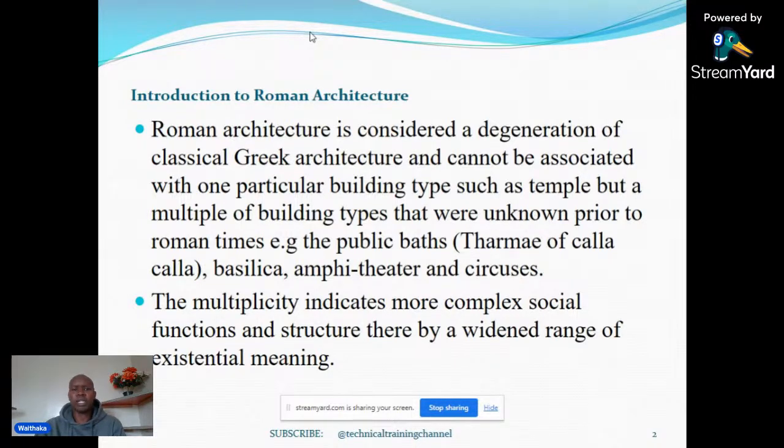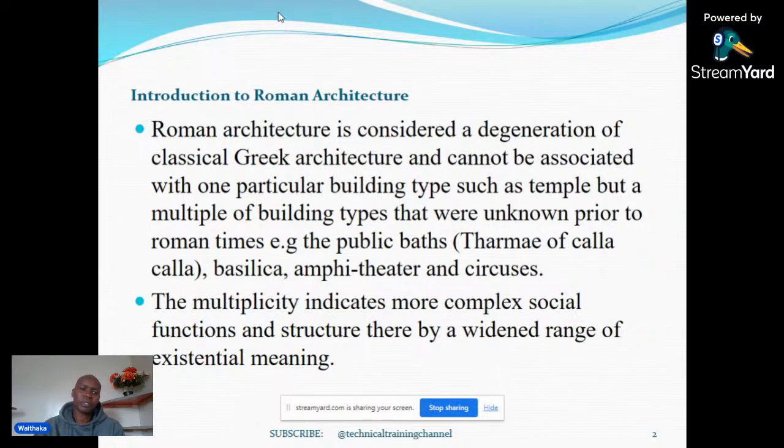And we are saying the Roman architecture, we can't attach it to a particular building and say that this is the building that defines Roman architecture, but it dealt with quite a number of buildings, e.g., the public bath, the basilicas, the amphitheater, and circuses. As we move on, we will see how Romans were able to impact and bring a lot of changes in the field of architecture and how architecture has evolved to current date due to the interventions that Romans brought in the field.